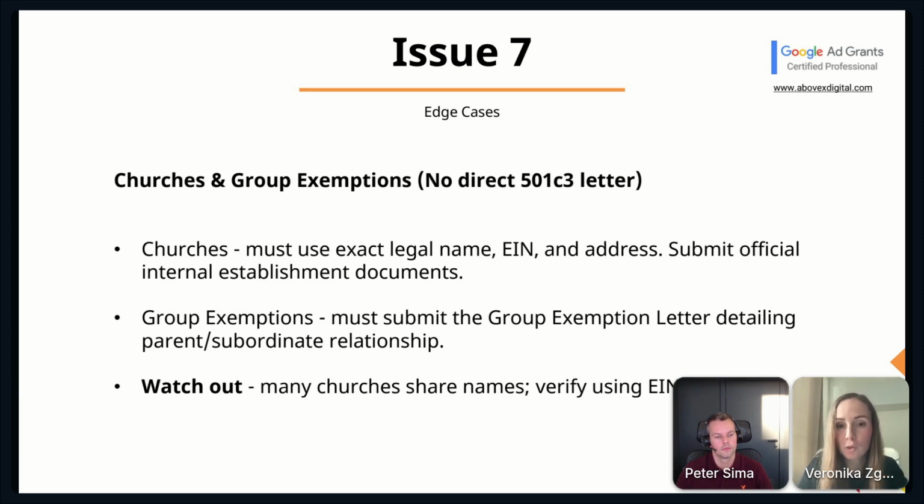And for the group exemptions, we just covered that. Again, have a supporting group exemption letter that connects the parent and subordinate organizations, okay? And just select the right church. That is very, very important, okay?